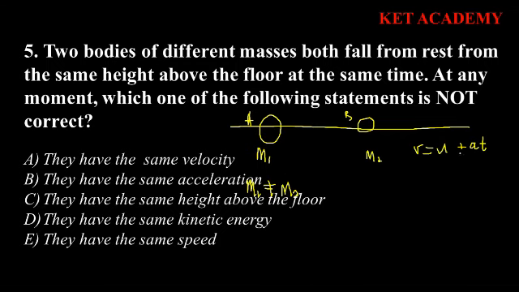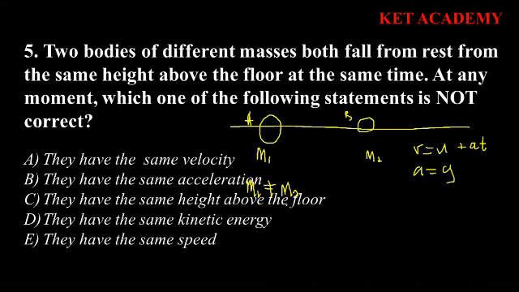And this equation does not relate to mass, so mass will not affect the velocity. So they'll have the same velocity. So option A is correct. Now option B, they have the same acceleration. It's quite obvious they are falling with acceleration a equals g. So object A will be falling with the acceleration g, and object B will also be falling with acceleration g. Therefore, they'll have the same acceleration.